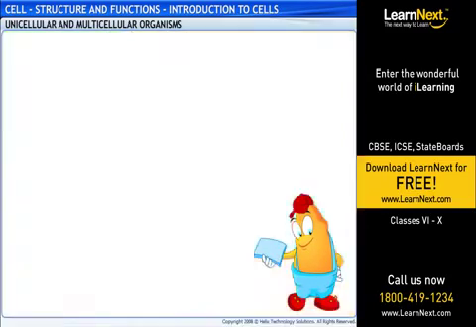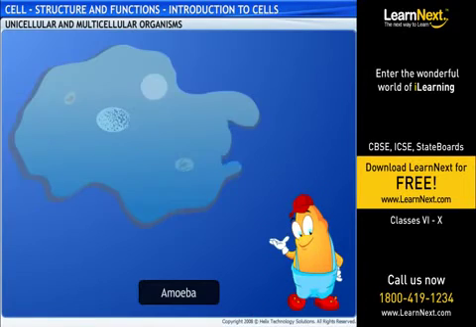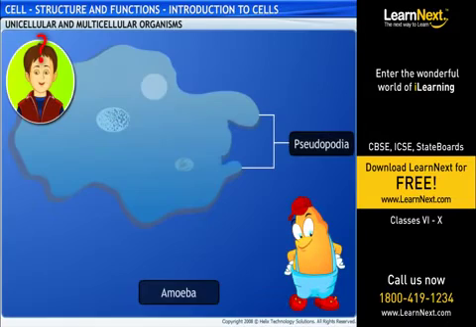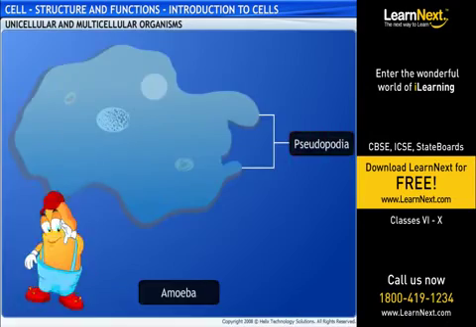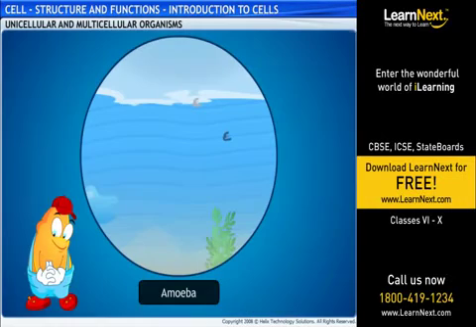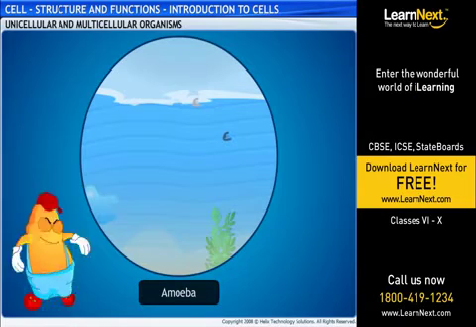Look at this slide now. See those tiny projections on the amoeba? These are called pseudopodia. Pseudopodia? Pseudopodia mean false feet. An amoeba engulfs the prey with its pseudopodia and then digests it. Thus, it uses these small projections for locomotion and to capture prey.